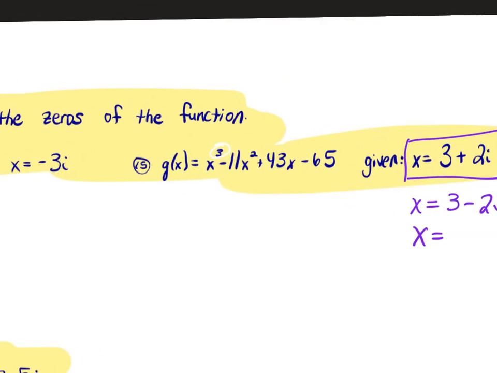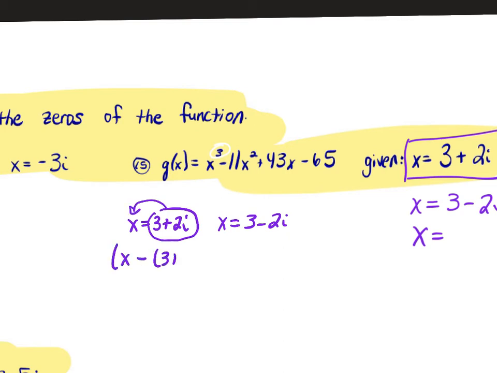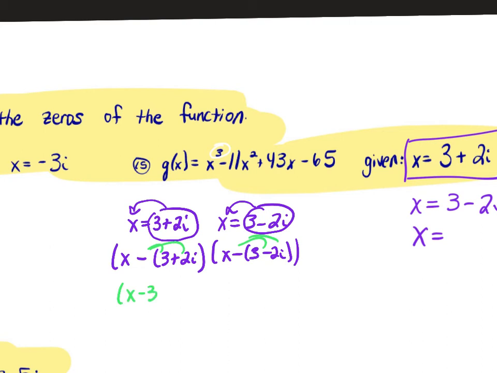So the first step in solving this is you're going to take x equals 3 plus 2i and x equals 3 minus 2i, and you're going to multiply these complex zeros together. So if I take 3 plus 2i and move it over here, this becomes x minus 3 plus 2i. Then I'm going to take this positive 3 minus 2i and move it over. This becomes x minus 3 minus 2i. Now before we do anything, we're going to distribute this negative sign. So I have x minus 3 minus 2i, and then I have x minus 3 plus 2i.